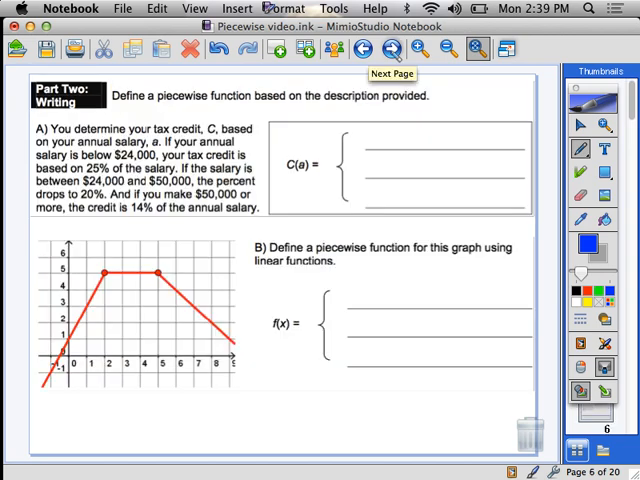So taxes. We hate taxes. Most people hate them because there's so many different rules. It ends up being a piecewise function. So you determine, let's read this, you determine your tax credit C based on your annual salary A.